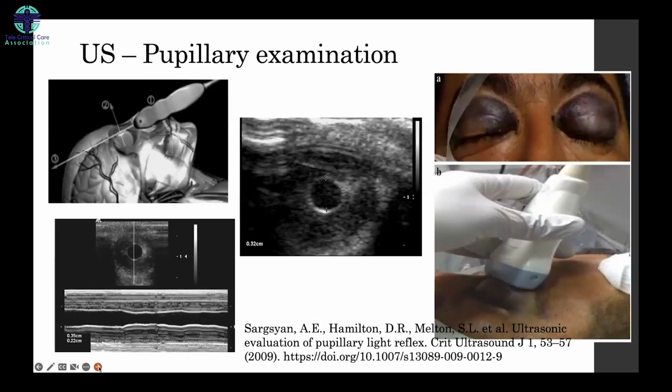So we use the B mode ultrasound, and after taking a cross section through the iris, the ultrasound can be placed either above the eyelid or just below the eyelid. And once the pupil is in frame, then we can use the M mode to look for whether constriction of the pupil is happening or not. And if the consensual light reflex is not possible, then we can at least look for the pupillary asymmetry.